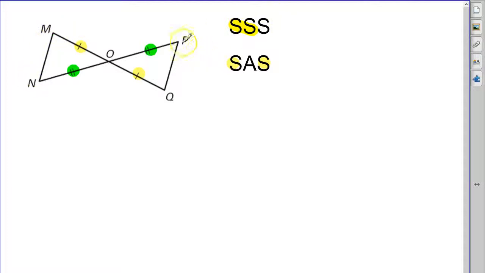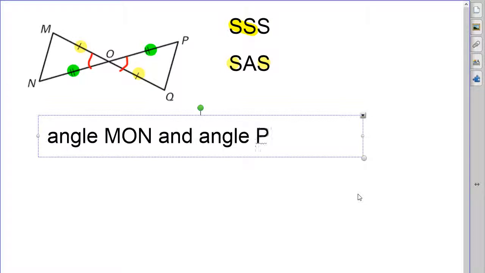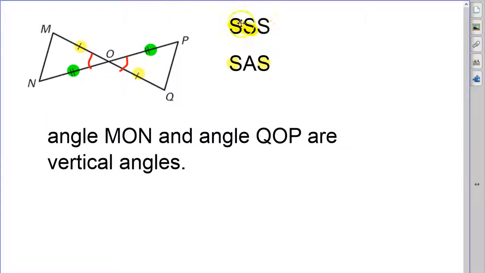Although it looks like, and it is, MN is congruent to PQ, I don't have a theorem about that. But what I do have is an old theorem that says if two angles are formed by intersecting lines, which MQ and PN are, and they're opposite each other, those two angles are congruent. That's because angle MON and angle QOP are vertical angles. So we do have side, angle, side here. That's what we're going to have, so we're not going to have side, side, side.